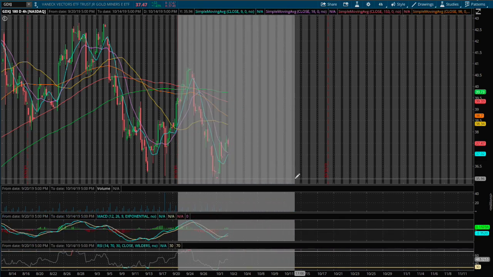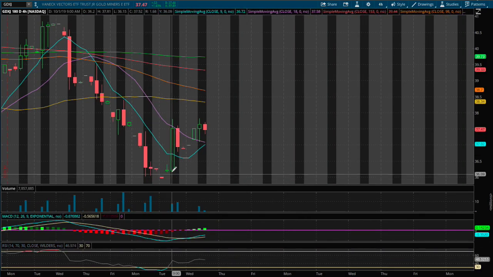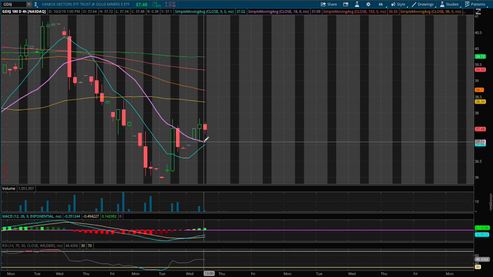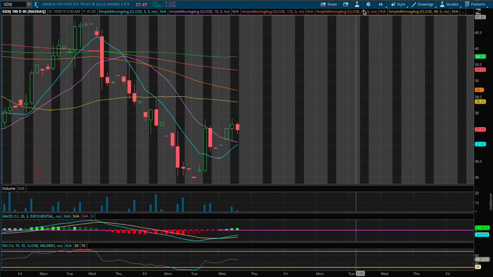We were oversold on the RSI, and today we are currently above the 9 and 18 moving average, and we also see the 9 moving average soon to be converging onto the 18 moving average line.